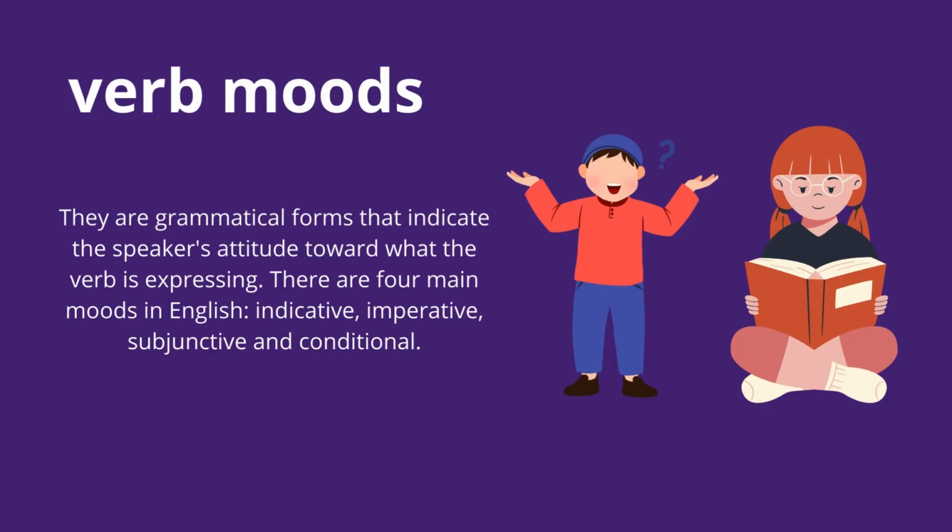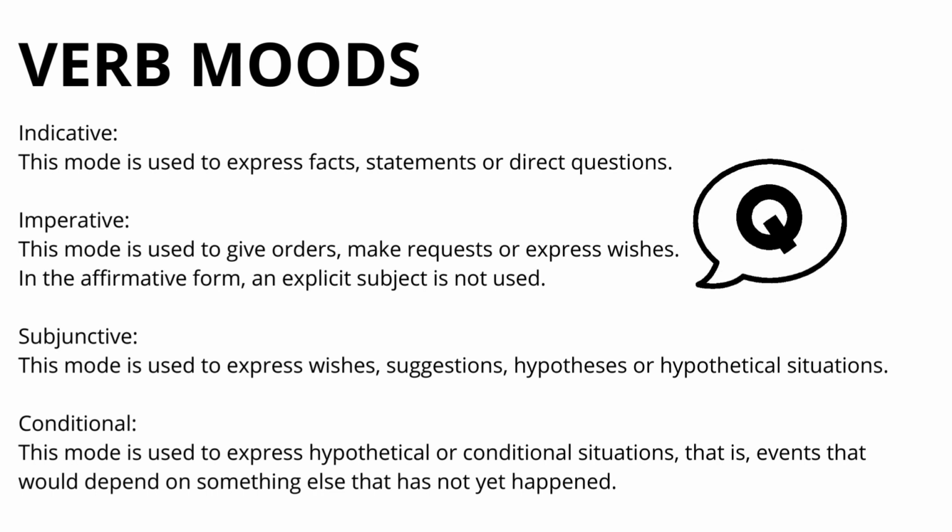Verb moods. They are grammatical forms that indicate the speaker's attitude toward what the verb is expressing. There are four main moods in English: indicative, imperative, subjunctive, and conditional. Indicative. This mood is used to express facts, statements, or direct questions. Imperative. This mood is used to give orders, make requests, or express wishes.